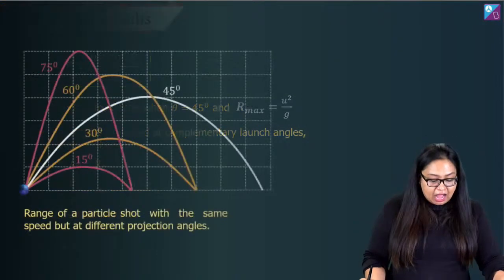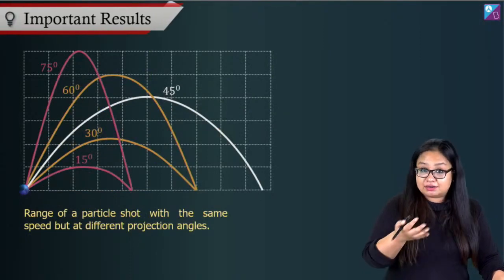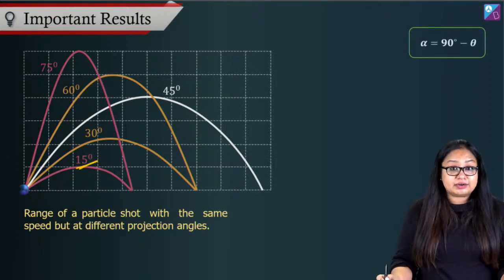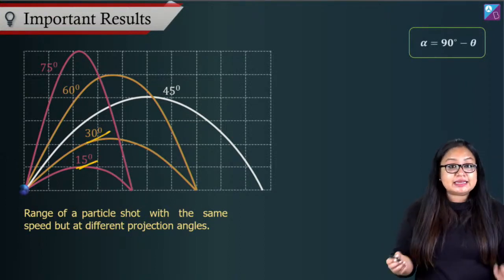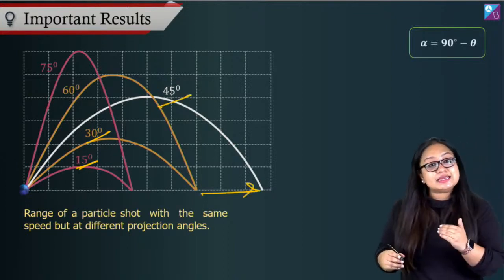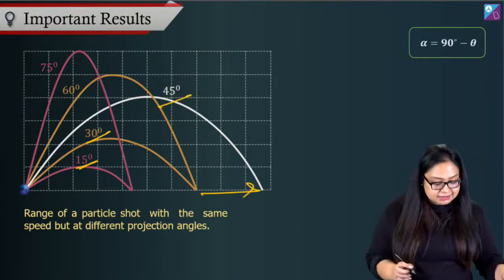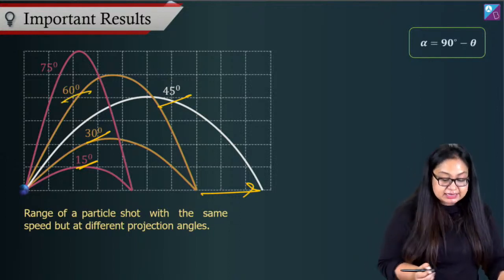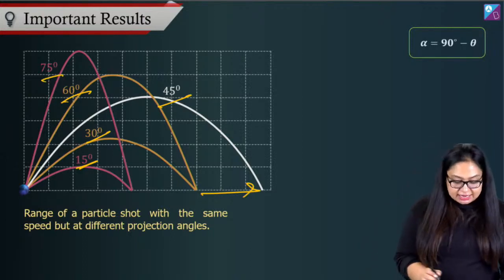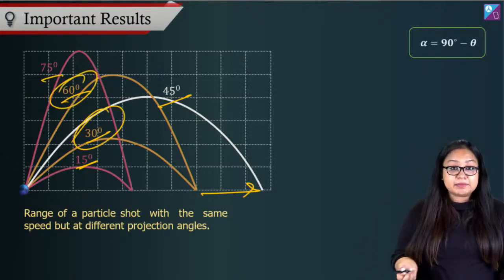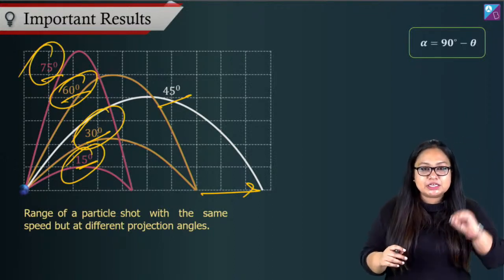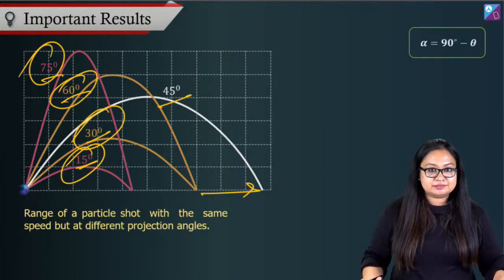If I look at how range looks for different angles of projection, we can see that for 15 degrees we've got a smaller range. As you increase the angle, 30 degrees, we get a bit bigger range. 45 degrees, even bigger. But after 45 degrees, for 60 degrees we get a smaller range again, and for 75 degrees, again smaller. And you can see that range for 30 and 60 degrees are the same, and for 15 and 75 degrees are the same, if you keep the initial velocity of projection constant. Okay?